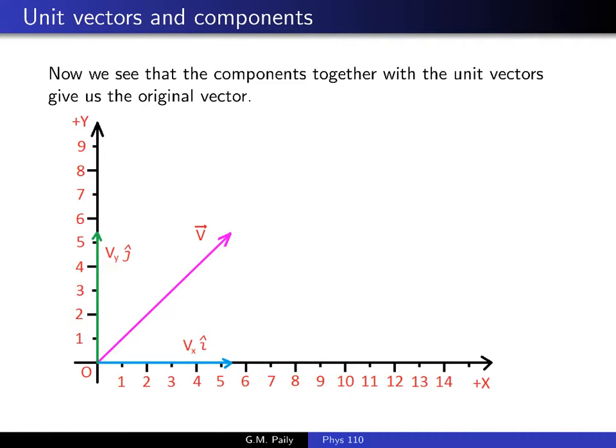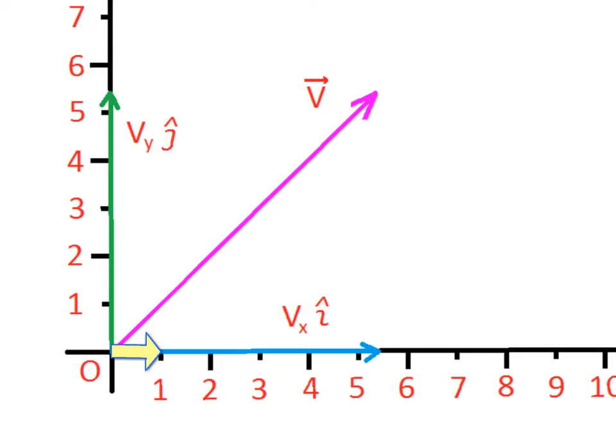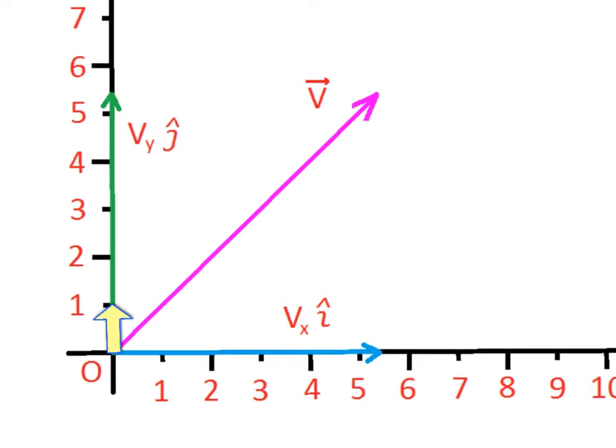What would i hat by itself look like? Zooming in a little, we can see that i hat would just be a vector of length 1. Similarly, j hat would also be a vector of length 1, but pointing in the direction of increasing y. This would be the j hat vector.